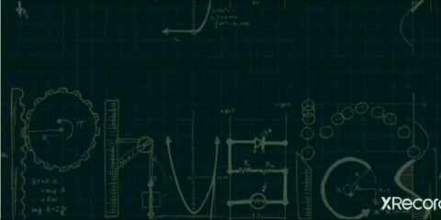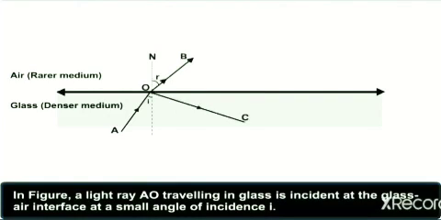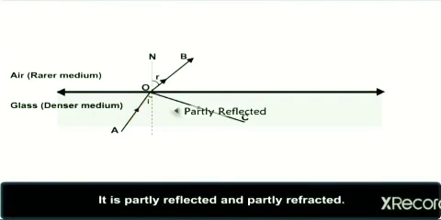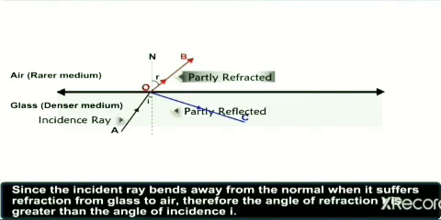First, when the angle of incidence is small, i is less than C. In the figure, a light ray AO traveling in glass is incident at the glass-air interface at a small angle of incidence i. It is partly reflected and partly refracted. We get a weak reflected ray OC and a strong refracted ray OB. Since the ray bends away from the normal when it suffers refraction from glass to air, the angle of refraction r is greater than the angle of incidence i.